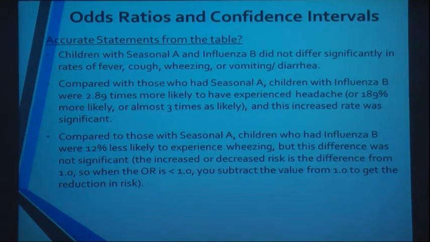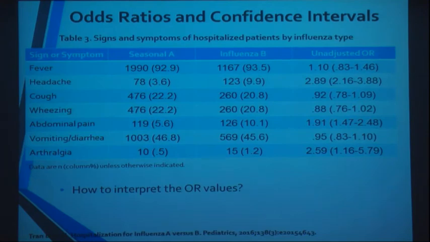Okay, and then finally, compared to those with seasonal A, children with influenza B were 12% less likely to experience wheezing, but this difference was not significant. All right, let's take a look at this one. Right here. All right, not significant. Confidence interval includes 1. All right, why did I say 12%? Not 88%. Somebody said it. What was that?